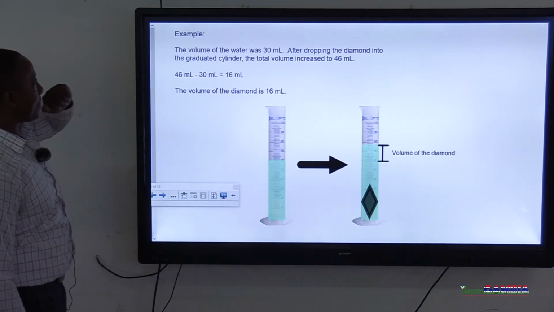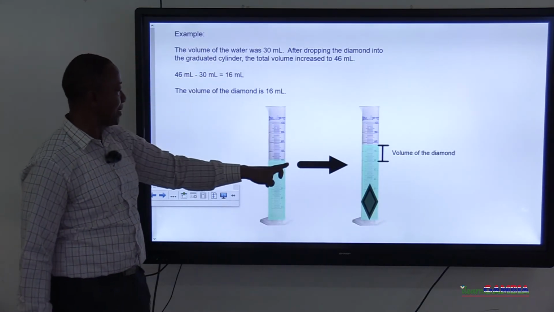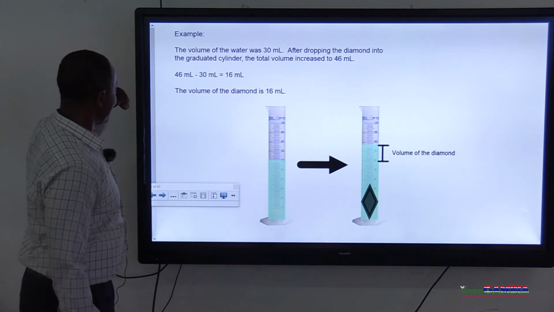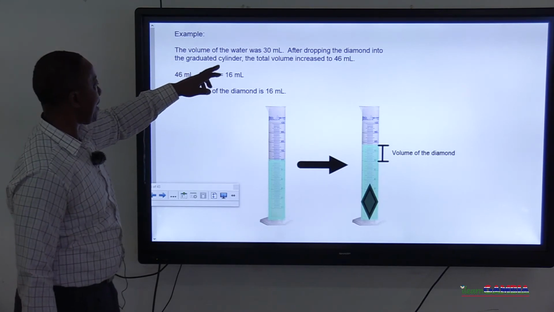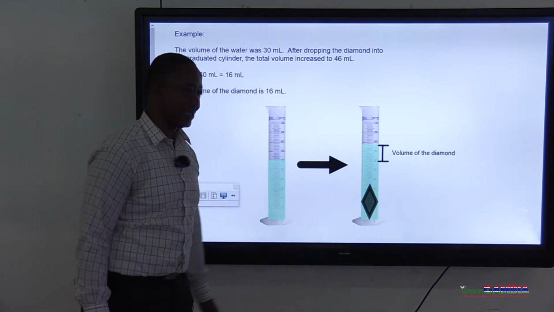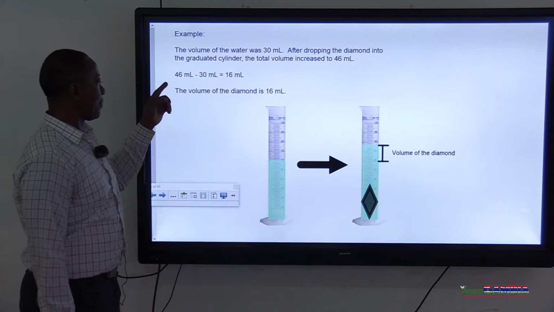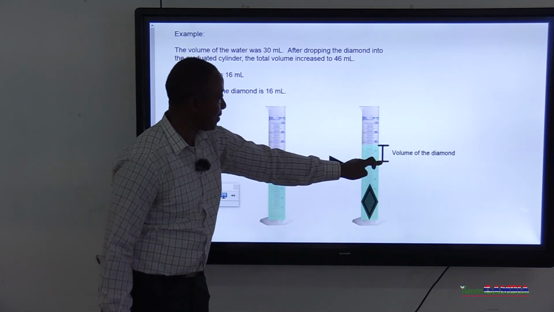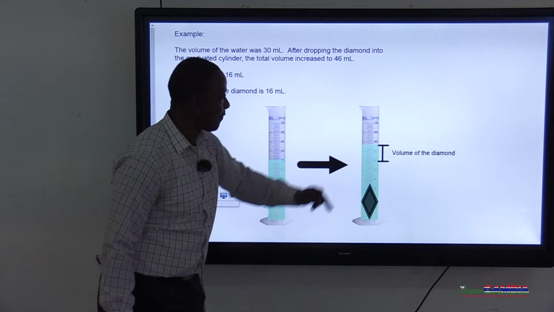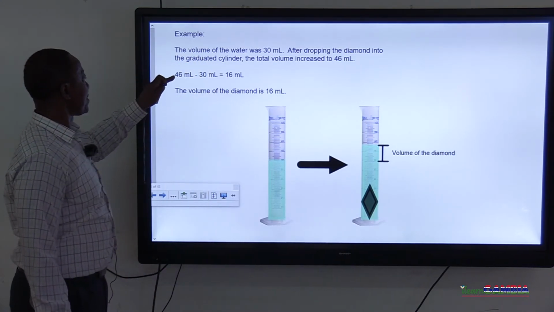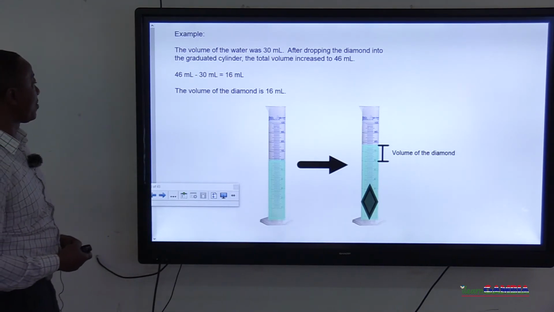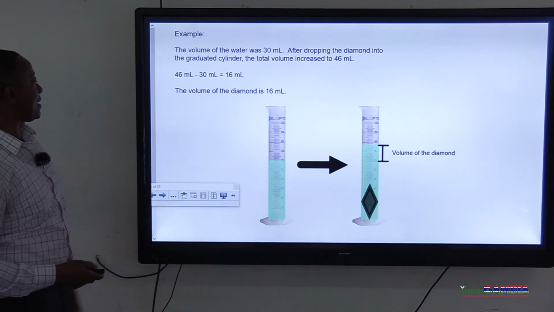So here's an example. The volume of the water was 30 milliliters. After dropping the diamond in the graduated cylinder, the total volume increased to 46. So now we're going to subtract the initial volume from the final volume. That is 46 minus 30, and we're left with 16. So we know the volume of the object is 16 milliliters.